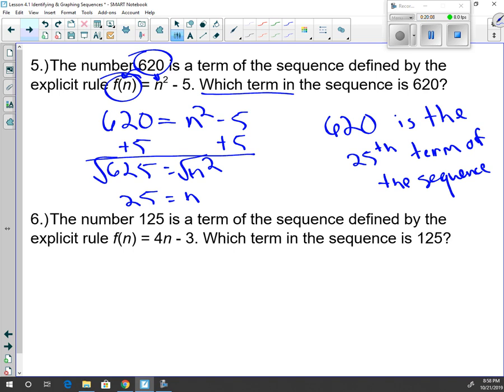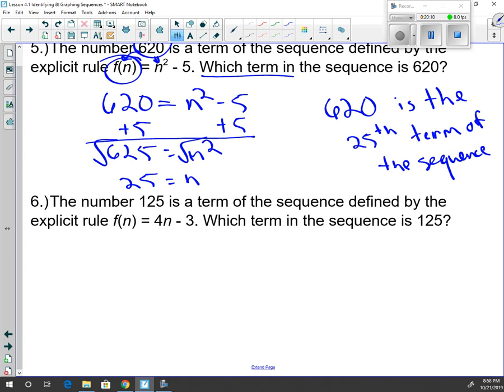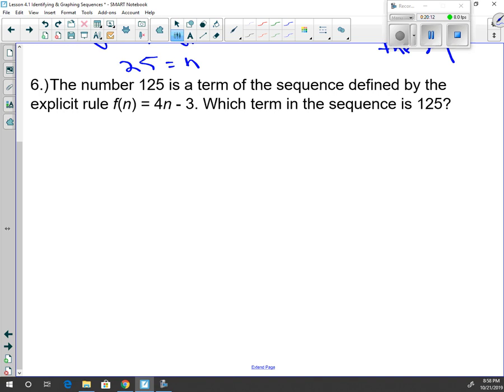Okay, so I want you to do the same thing in number 6. We're told that 125 is a number in the sequence, and we want to find which term number that is. Value in the sequence, we want to find out which term value. So that 125 is going to go in for the f of n. Please pause this video to allow students to try example number 6.